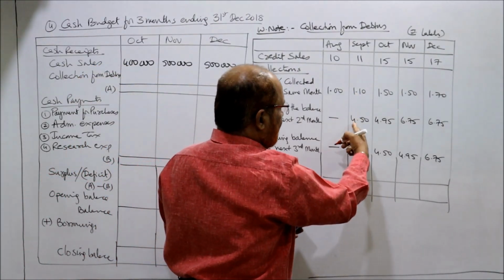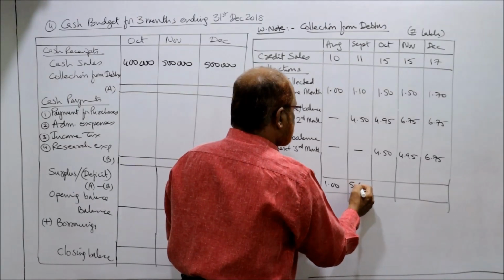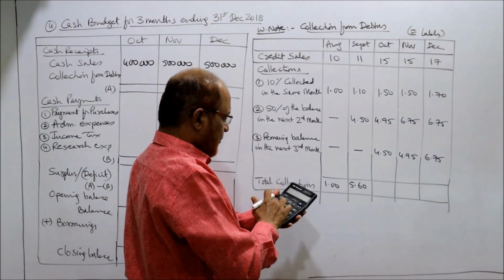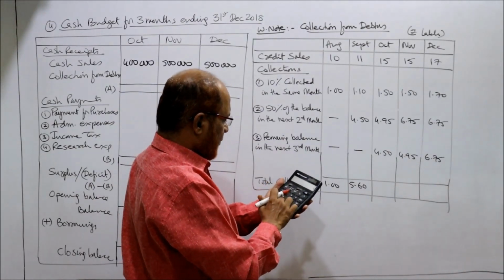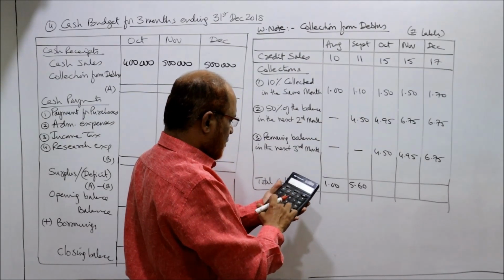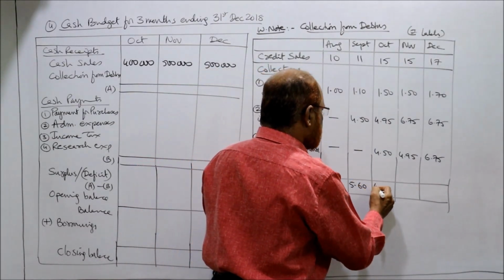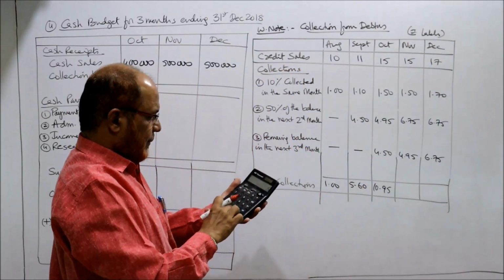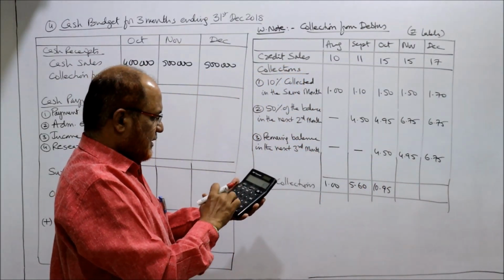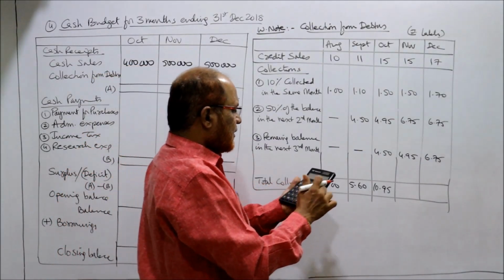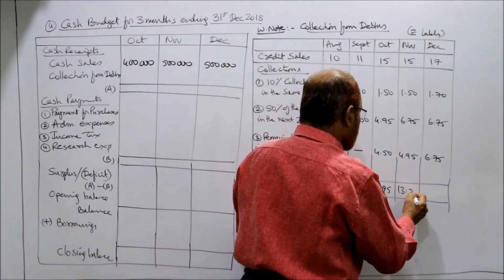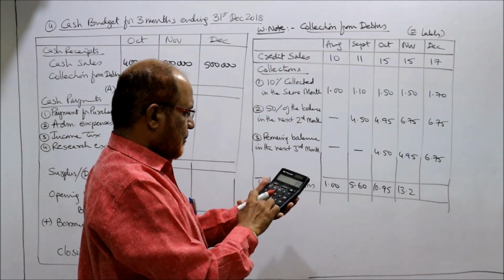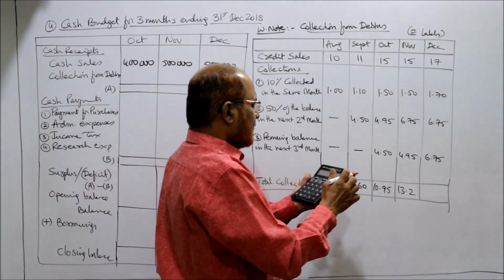1 lakh here. 4.5, 5.60 here. 1.5 plus 4.95 plus 4.5, 10.95. Then here it is 1.5 plus 6.75 plus 4.95, 13.2. Last one 1.7 plus 6.75 plus 6.75, 15.2.